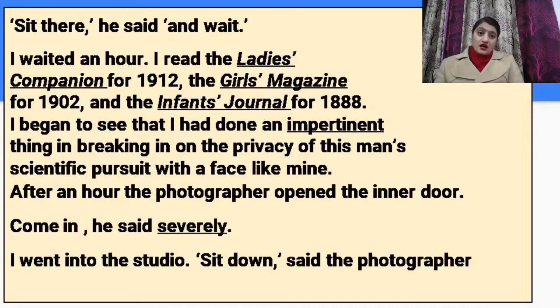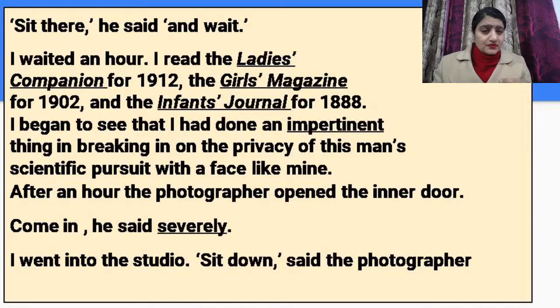So after a full hour, the photographer opened the inner door. "Come in," he said severely. Severely means harshly, firmly. "I went into the studio." "Sit down," said the photographer.